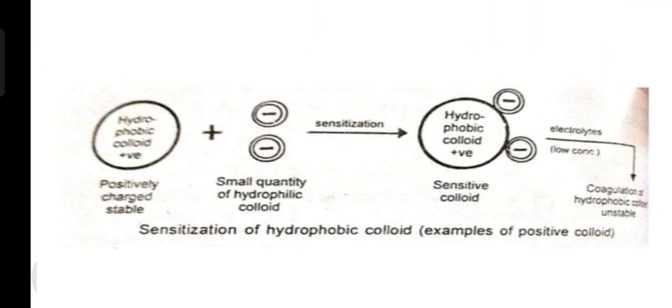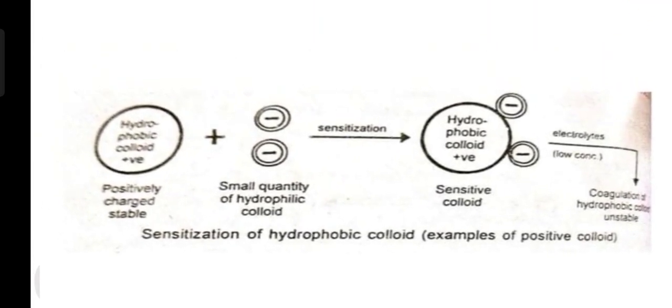You can see here that the hydrophobic colloid has some positive charges, so these are stable. But if we add a small quantity, just focus on the term, a small quantity of hydrophilic colloid, that will be sensitization. Sensitization means coagulation will happen there. If coagulation happens, it leads to instability. Try to understand, in a hydrophobic colloid which is stable, if we add a small amount of a hydrophilic colloidal substance, then sensitization actually happens. Sensitization means coagulation happens, and due to the coagulation, instability is formed.